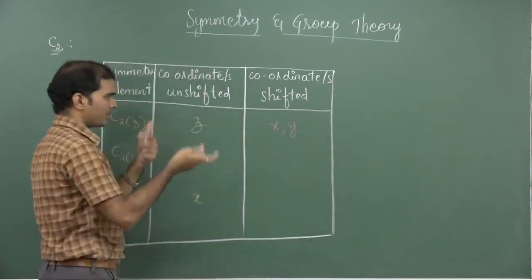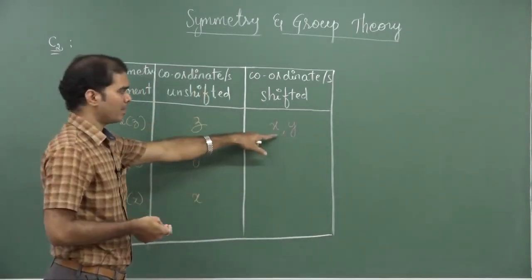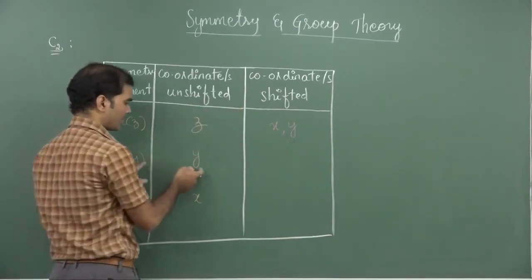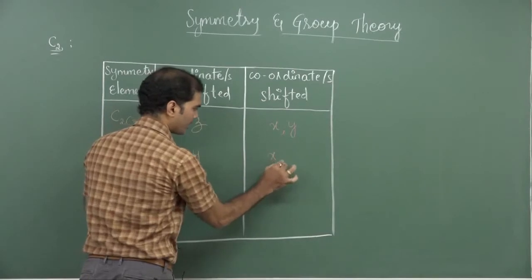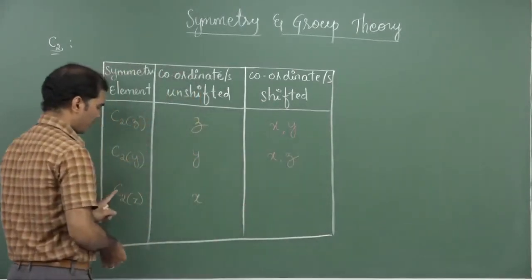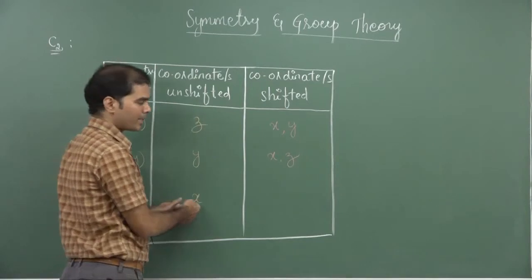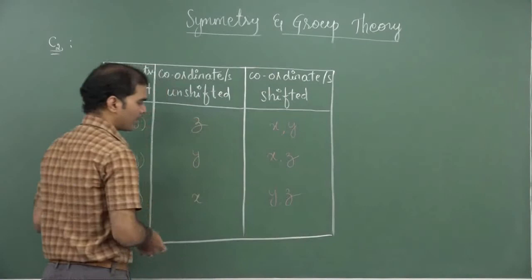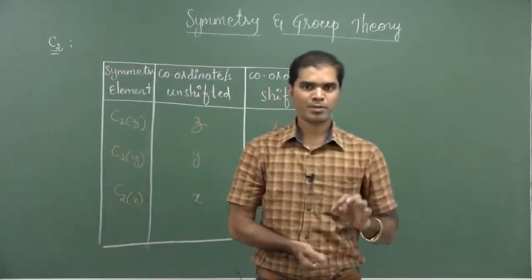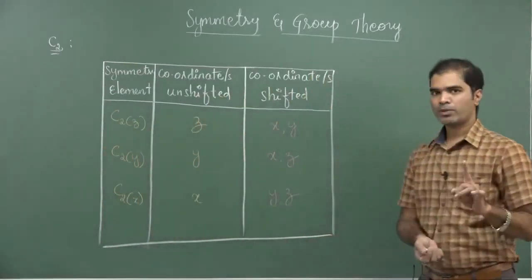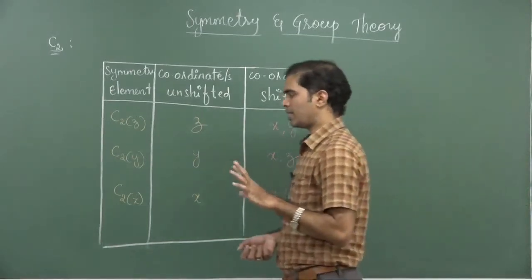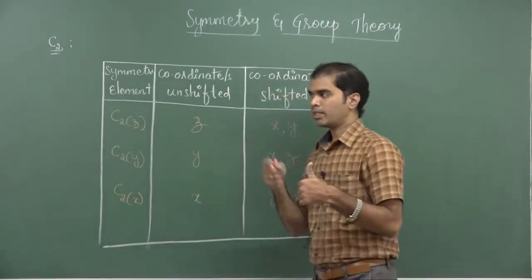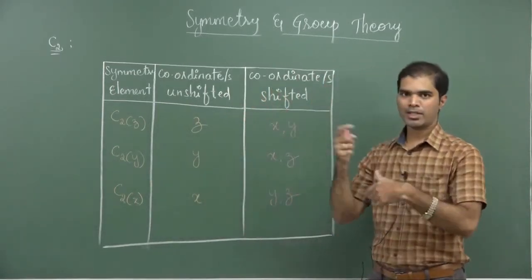If it is a C2, they exactly exchange with their opposite phases. X will get into minus X, Y will get into minus Y. If it is a C2 along Y, Y is already here, so you just put X and Z. If it is a C2 along X, X is already here which is unshifted, so the shifted coordinates will be Y and Z. So it is that easy, but that conclusive point is most important. From whichever coordinate the rotational axis is passing from, that coordinate will not exchange with its opposite phase, whereas the remaining coordinates will shift. If it is a C2 rotation, they exactly exchange with their opposite phase.